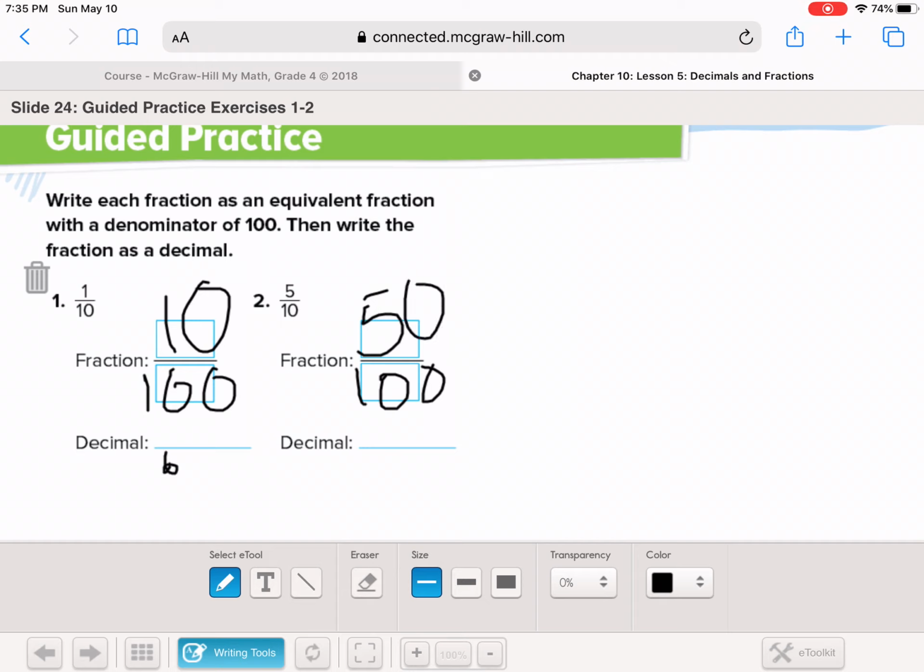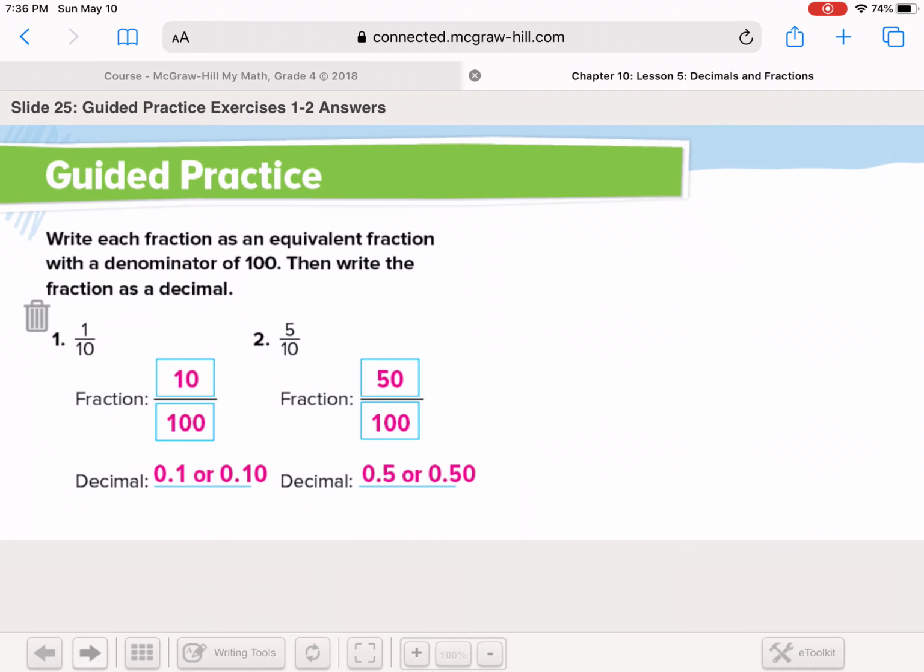And the decimal is point. It's kind of the same thing. 50 out of 100. Got it?